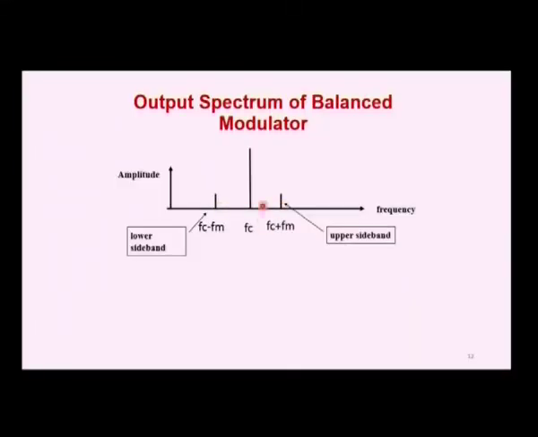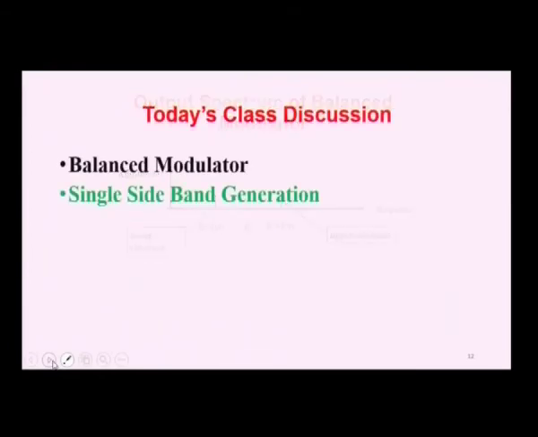Now if you see the spectrum of an AM, it contains carrier and 2 sidebands, whereas if you consider the spectrum of a balanced modulator, the carrier gets suppressed. So this is the output spectrum of a balanced modulator. We have seen about the balanced modulator.